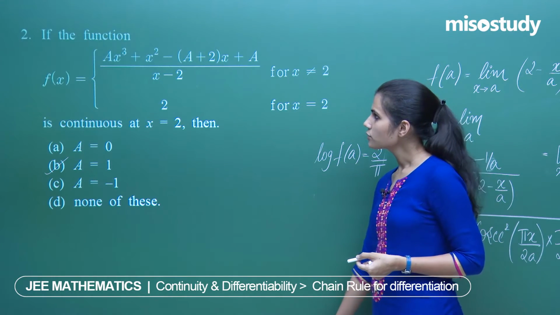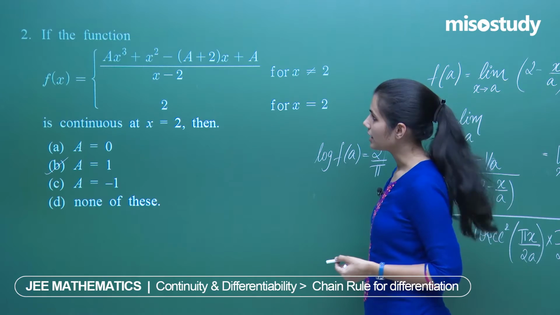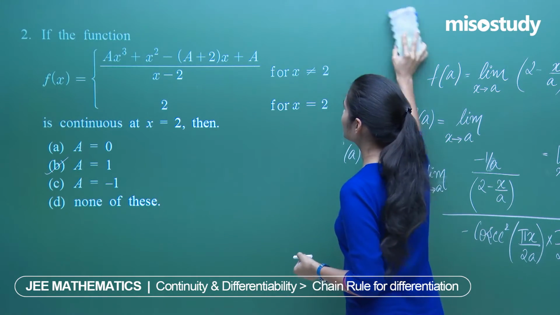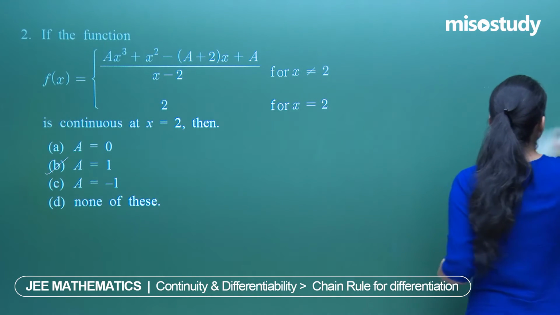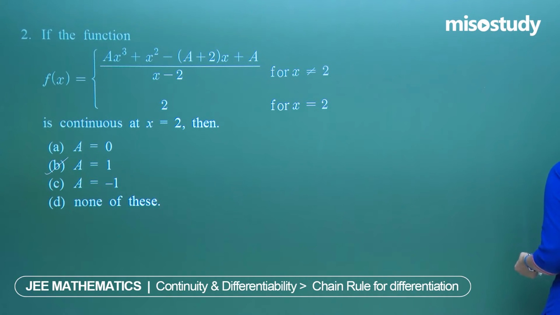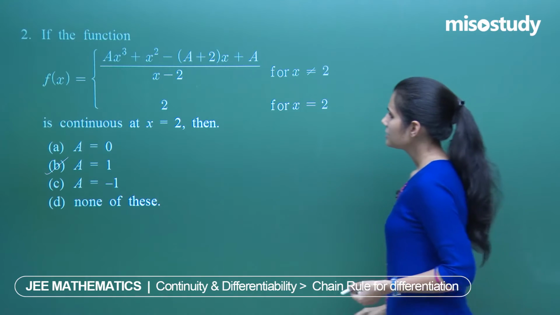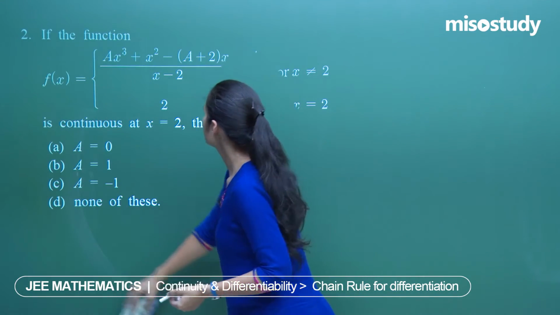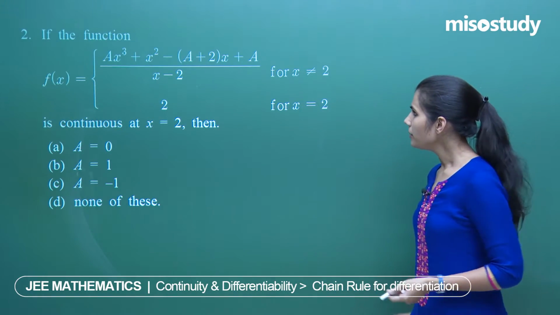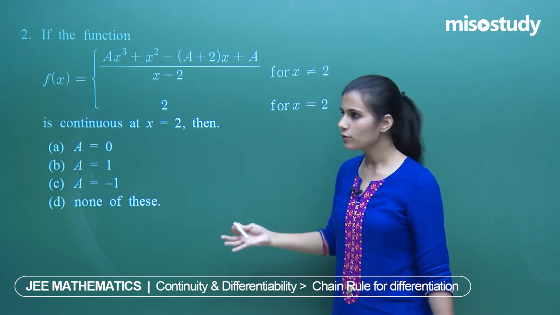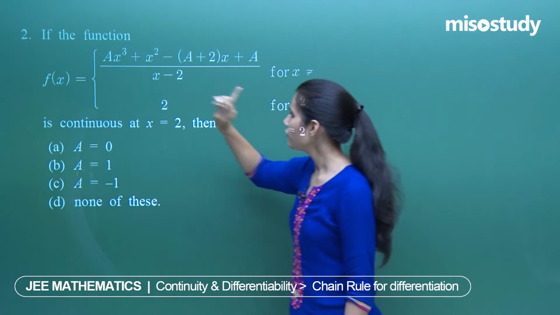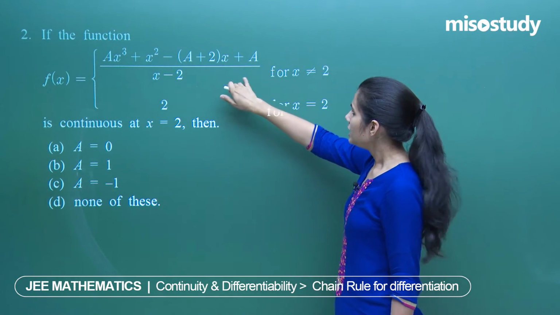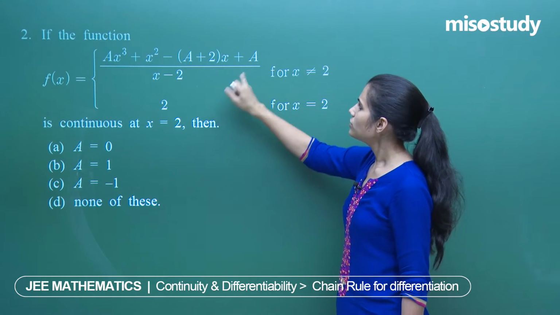Okay. So the next question says (ax³ + x² − a + 2x + a) upon (x − 2). Let's talk about this question now. It is saying this is continuous at x = 2. The moment I am saying this is continuous at x = 2, that means limit x tends to 2, f(x) is equal to f(2).